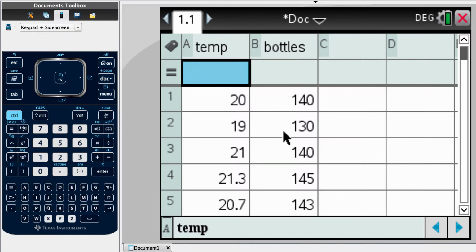Okay, let's have a look at example 5. So it says at a coach station, the maximum temperature in degrees C and the number of bottles of water sold were recorded over 10 consecutive days. The collected data is summarized in the table. So you've got the table.